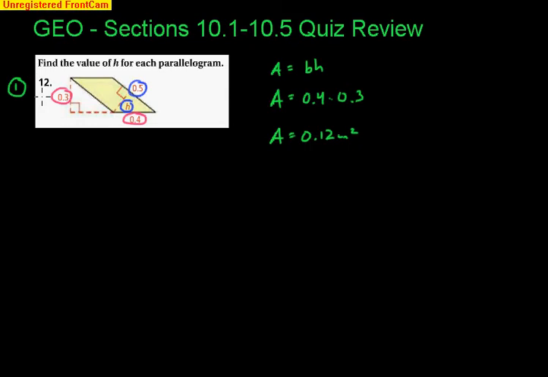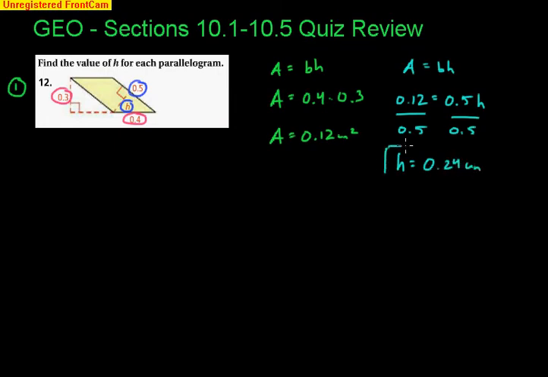They want the height. So now we can use that area and the base they have to find the corresponding height. Area is 0.12. The base they give me is 0.5, and the height is h. And we divide both sides by 0.5 to find the height. And when you divide by 0.5, you get a height of 0.24 units. So remember, every parallelogram has two heights and two bases.